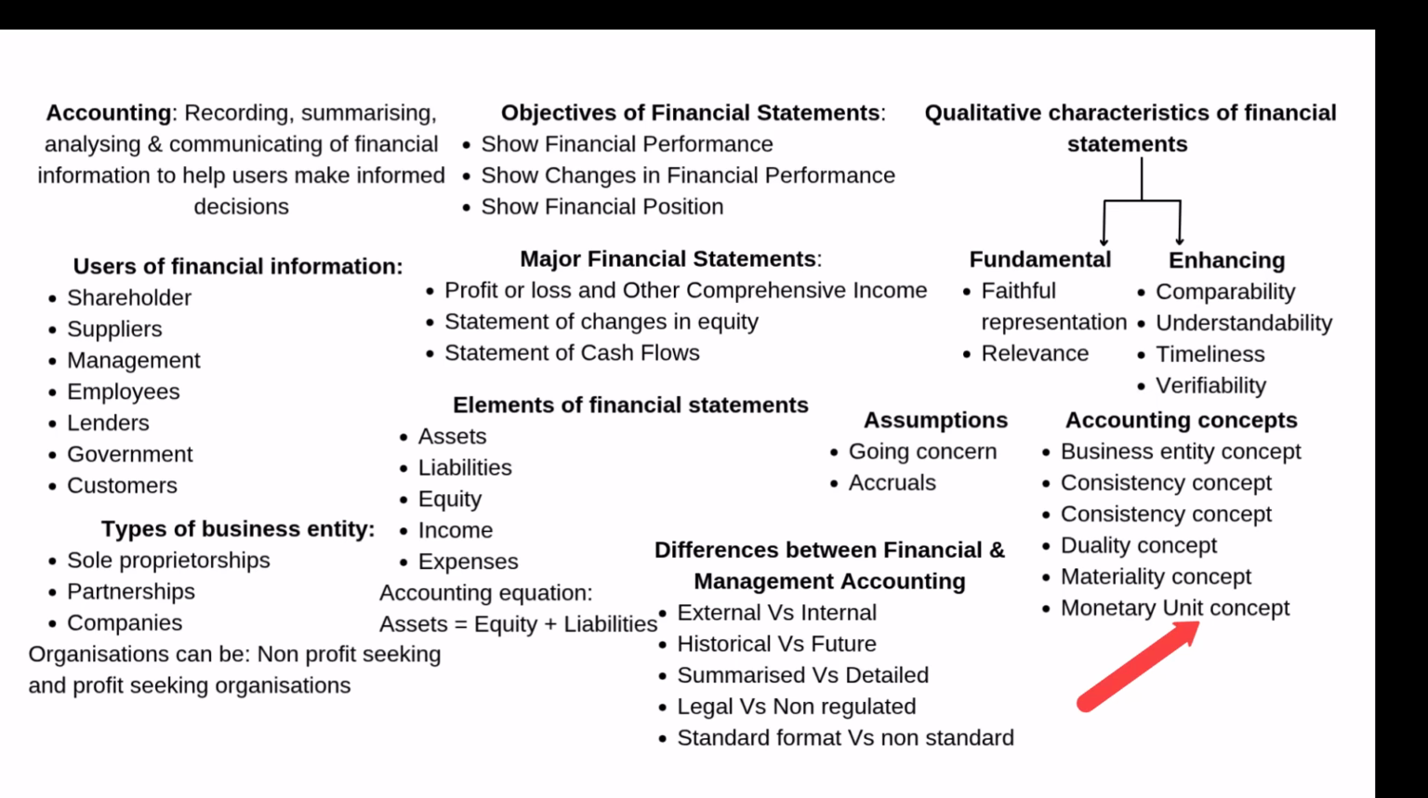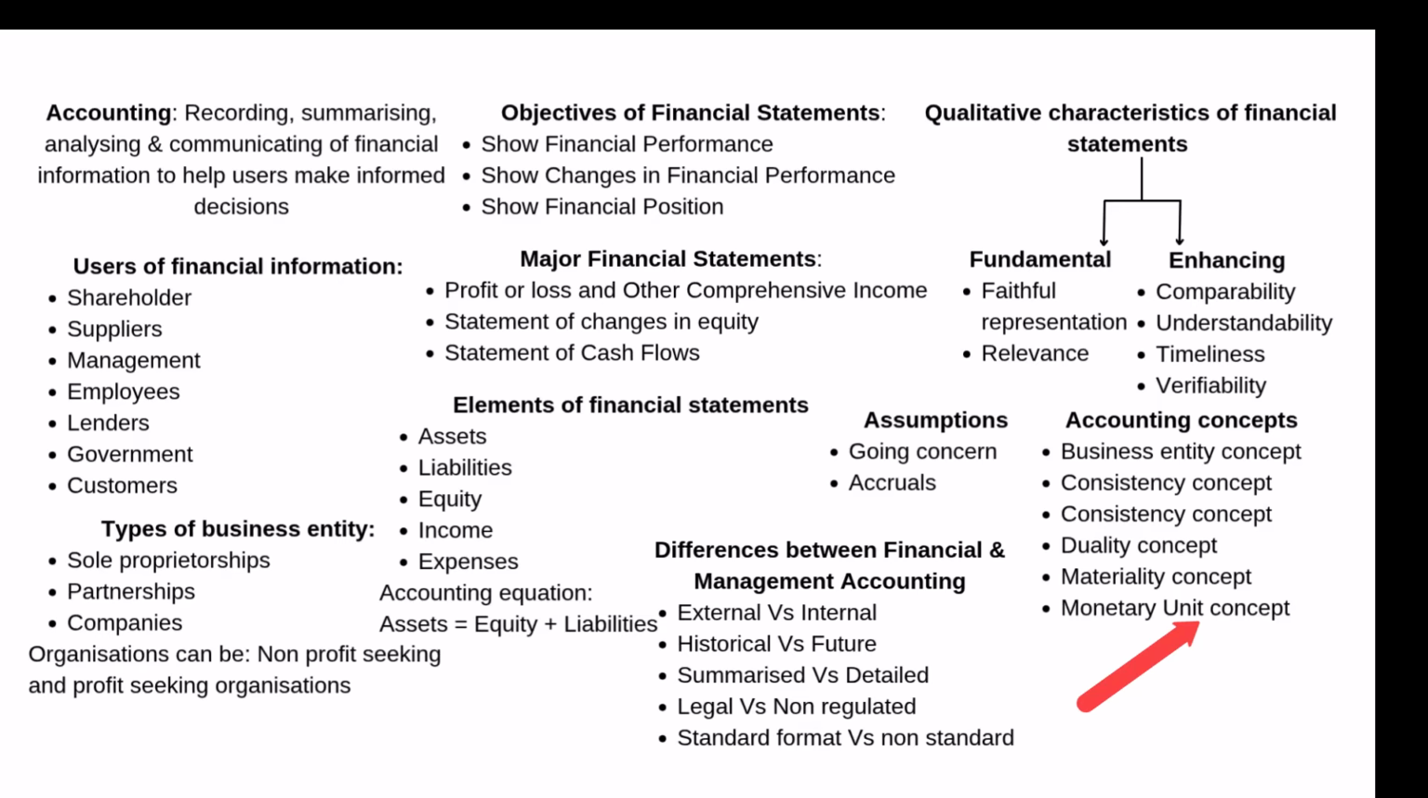You also have the consistency concept, which is the idea that accounting policies have to be applied in the same way from year to year, and if there's a change, it has to be properly justified. Duality is the assumption that each accounting transaction affects two separate accounts. So for instance, if you buy goods for resale, you're going to have an increase in inventory, and there'll be a decrease in cash.